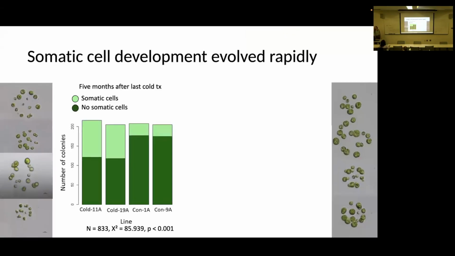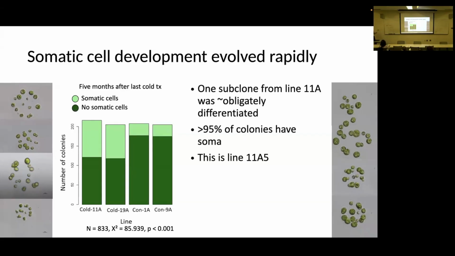So I found that somatic cell development evolves really rapidly in response to repeated cold stress. Here you can see 2 lines that were repeatedly cold shocked. This is 5 months after the last cold treatment. And you can see there's a significant increase in how many colonies have at least one somatic cell relative to the controls here. Additionally, I subcloned these lines to see if there was genetic variation within them. And I found that there was.